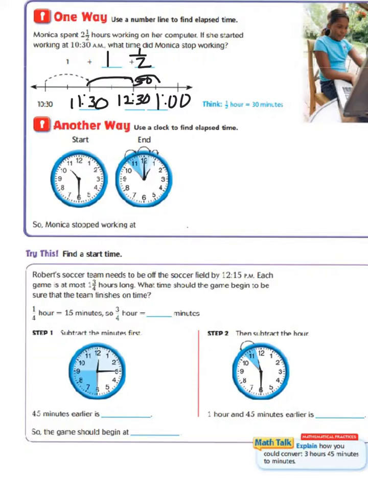Another way that we could have solved this problem is to use a clock to find elapsed time. So on this clock it shows her start time, and on this clock it shows her end time. So we see that she's jumping an hour each time for 2 hours, and then she jumps the last one for 30 minutes, or 1/2 of an hour. So Monica stopped working at 1 o'clock p.m.